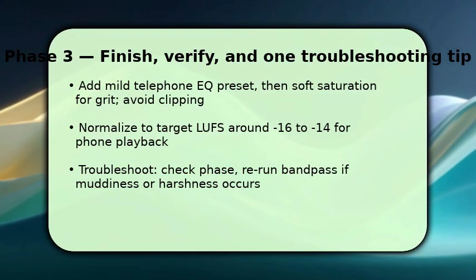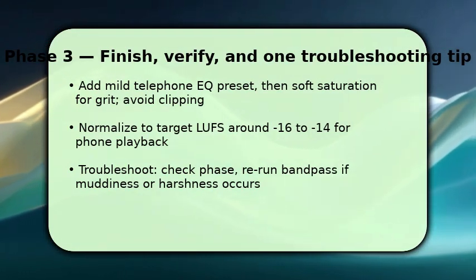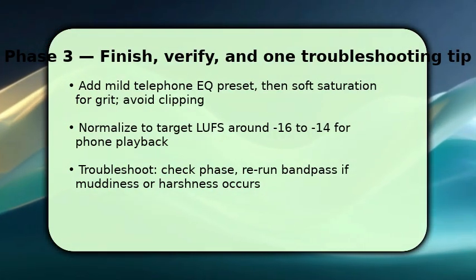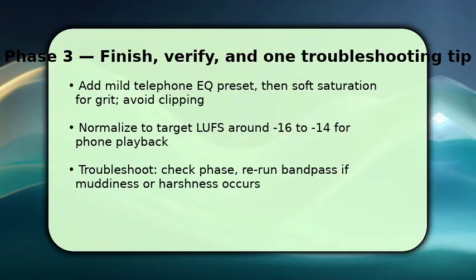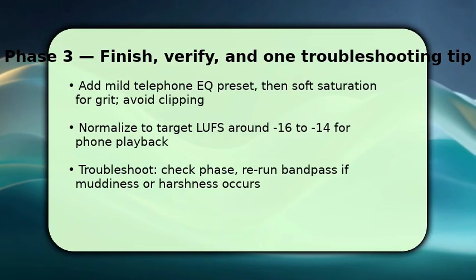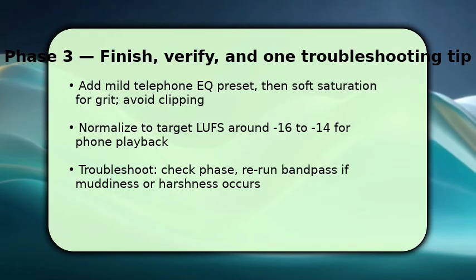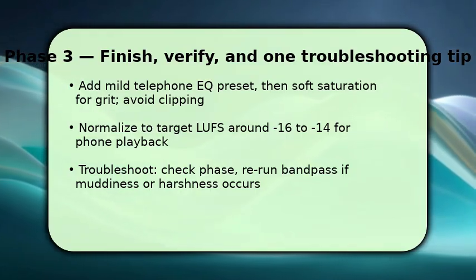You finish by adding texture and final level control. Apply a telephone EQ preset or stack a mild saturation plugin for harmonic grit. Keep gain staging clean to prevent clipping. Normalize or target loudness to about -16 to -14 LUFS so it reads like a call.